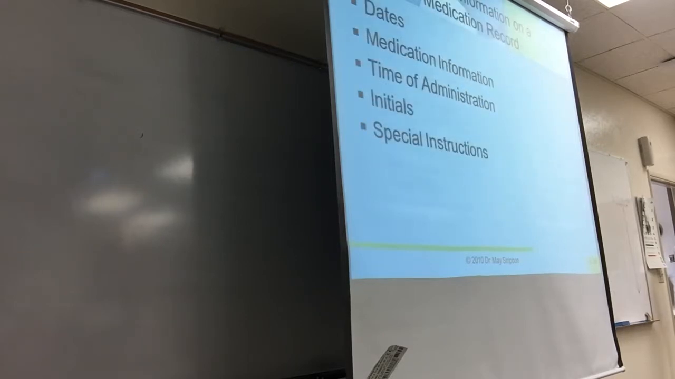Some essential information that's supposed to be on the medical record: dates, medication information, the time of administration, our initials, whether it be electronic or physical initials on a written chart, and if there's any special instructions, make sure that we look at those.